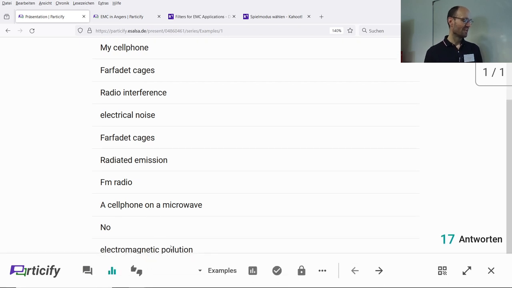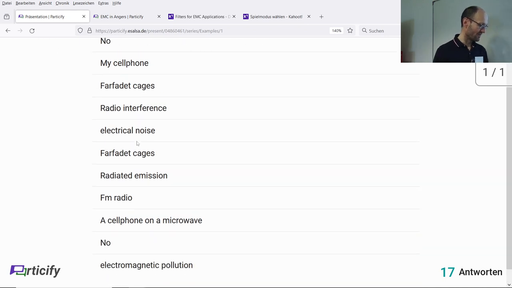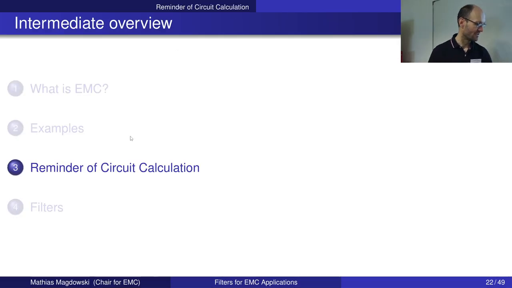Electromagnetic pollution is not a very scientific term, but okay, this is what some people are afraid of. And what we can do against this is use shielding, Faraday cages. The microwave oven that you have at home is more or less a Faraday cage, but it's not perfect, and that's why it still creates disturbances. Okay, very good and very interesting ideas. Thank you for this.